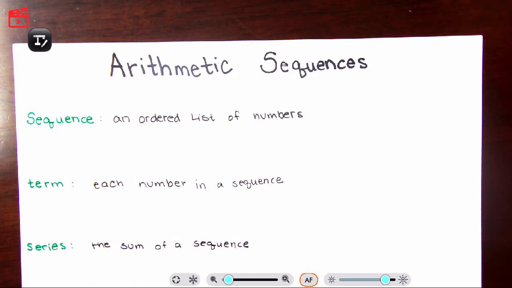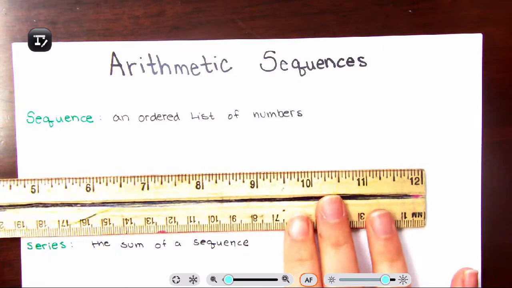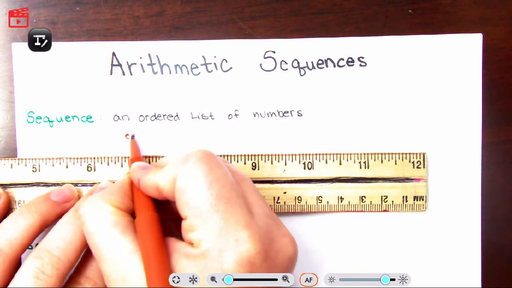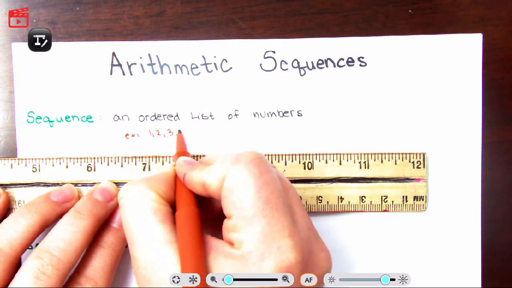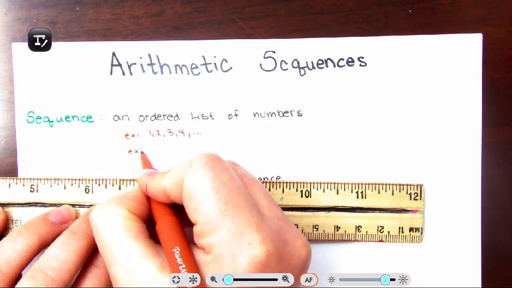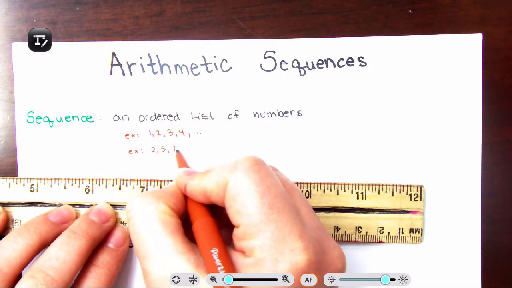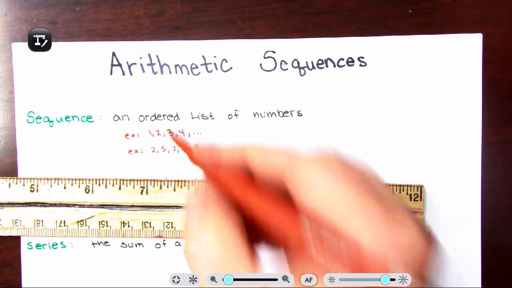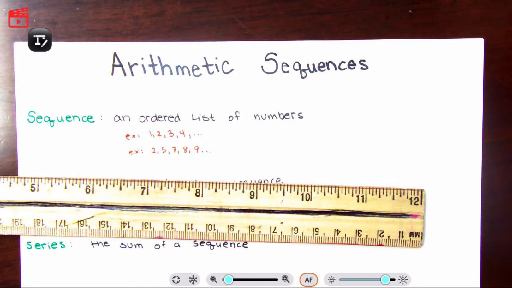Alrighty, let's jump in. So a sequence, when we're talking about any sort of sequence, it's an ordered list of numbers. Now, what does that mean? A sequence doesn't have to have any sort of pattern, okay? It's just a list of numbers. So, for example, you can have 1, 2, 3, 4, etc. That's a list of numbers. Another sequence could be 2, 5, 7, 8, 9. That is also a list of numbers. It is ordered with commas and everything.